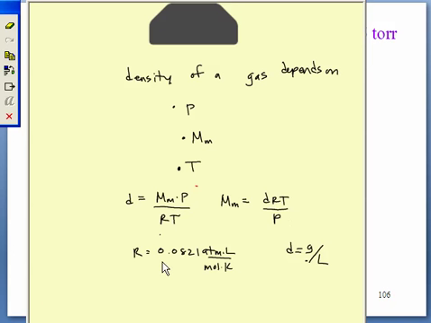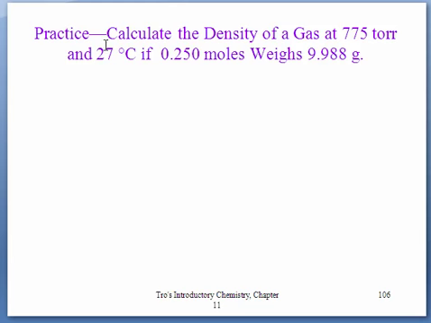The molar mass of the gas can be calculated if you know its density at a given temperature and pressure. And R is in both of these equations, and if we remember the units of R, atmosphere times liter divided by mole times Kelvin, that lets us know that our pressure units must be in atmospheres and our temperature units must be in Kelvin. Okay, so let's go ahead and look at a problem.